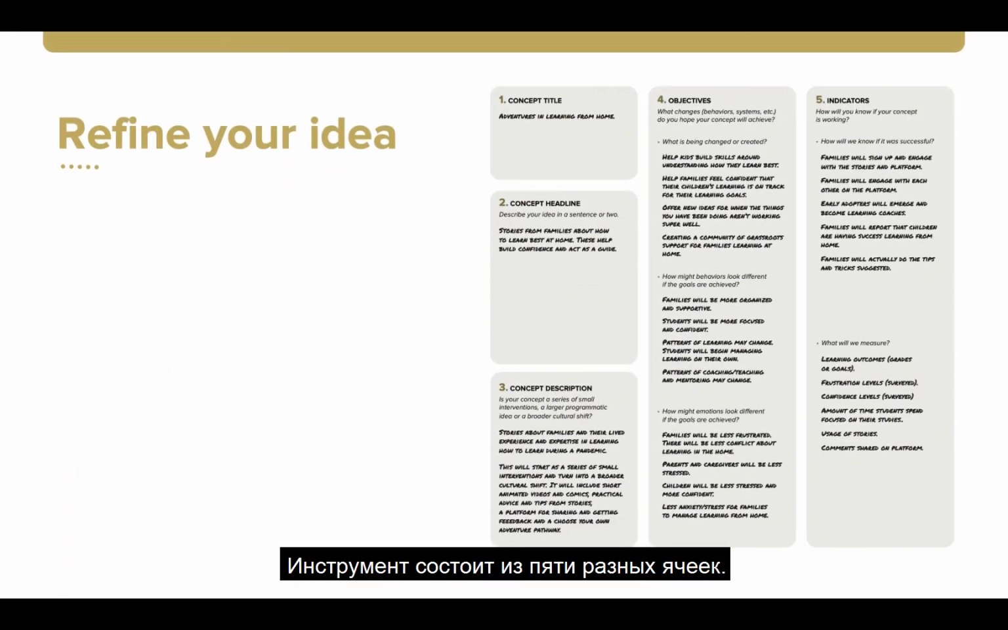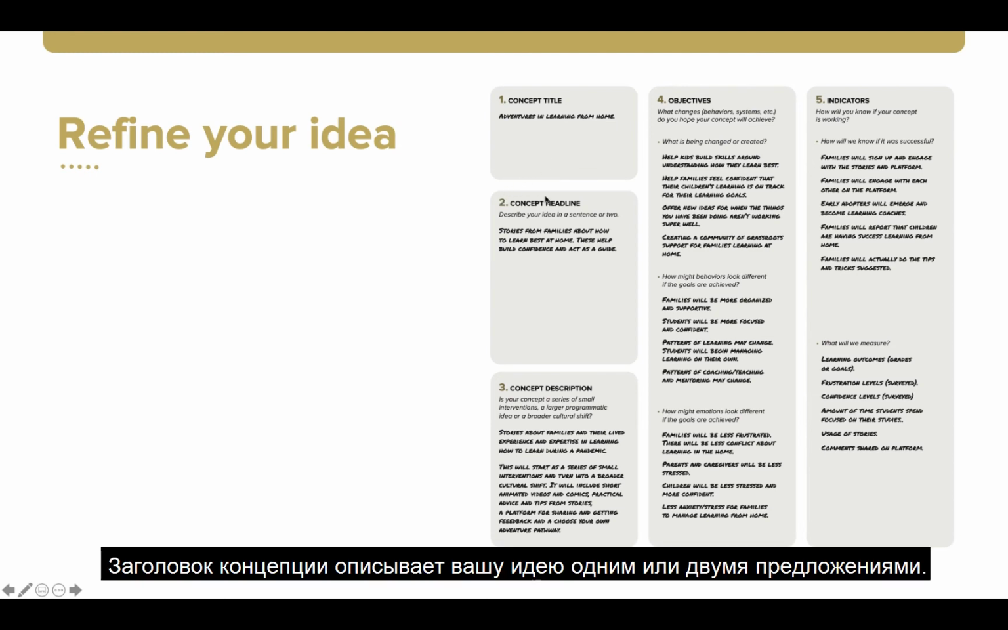This tool is organized into 5 different boxes. The first one is the concept title. And as usual, we will be looking at the example from the playbook idea that you can also find in your guidebook. So our concept title is Adventures in Learning from Home. The concept headline, describe your idea in a sentence or two. So here's our headline, Stories from Families About How to Learn Best at Home. These help build confidence and act as a guide.